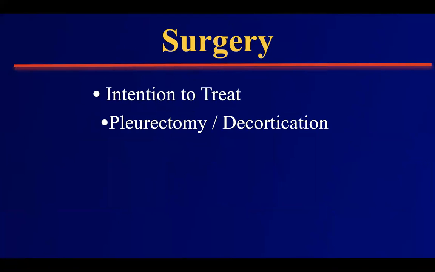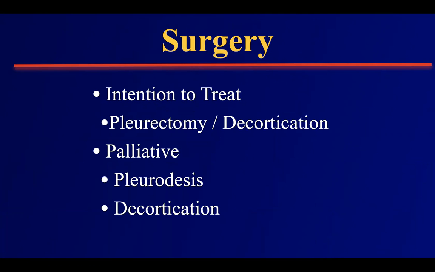So how do we do the surgery? First, there is a surgery with the intention to treat. It means that we intend to treat. Pleurectomy decortication is the name of the surgery. And also palliative surgery can be performed, like pleurodesis and decortication. So I want to show you what those terms mean.